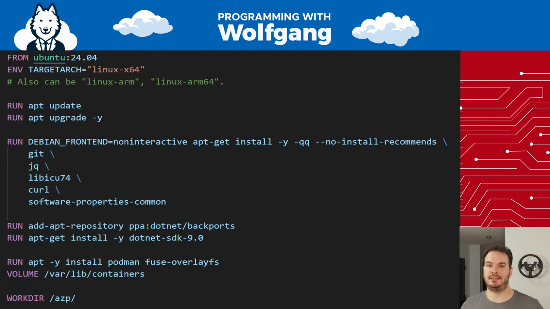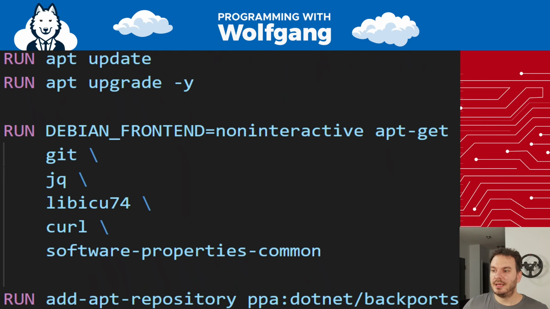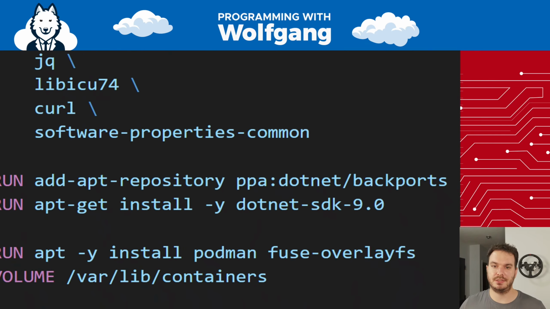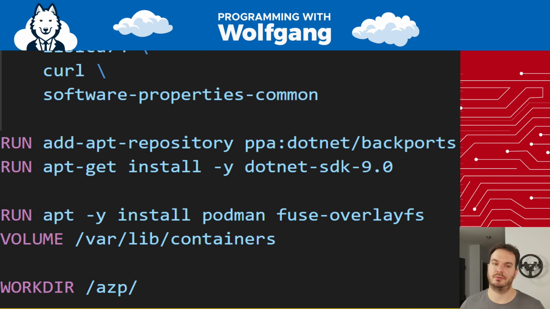So if you take a look at this Docker file, we can see here on the top, we're using Ubuntu 24.04. Then we install some software, for example, Git, curl, just some common software, and a bit further down, we install the .NET 9 SDK, and all the way down, we also install Podman.